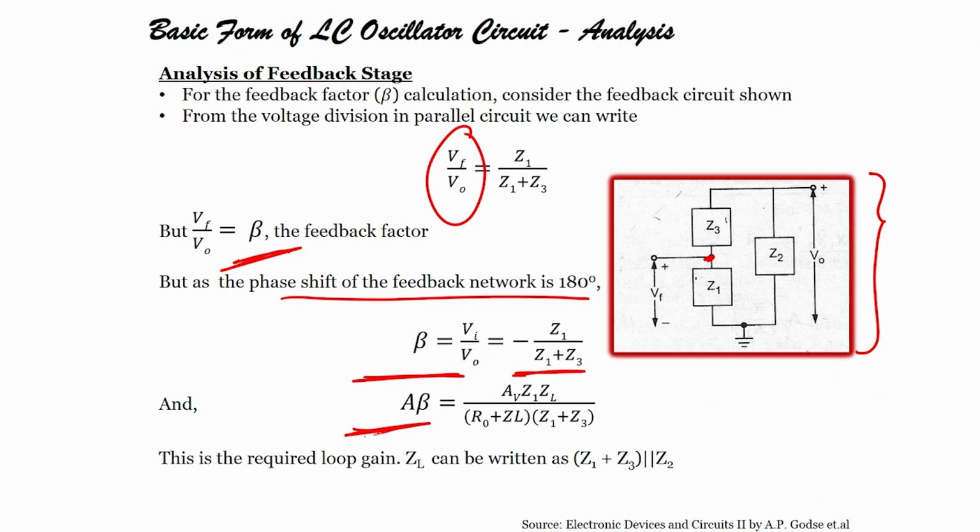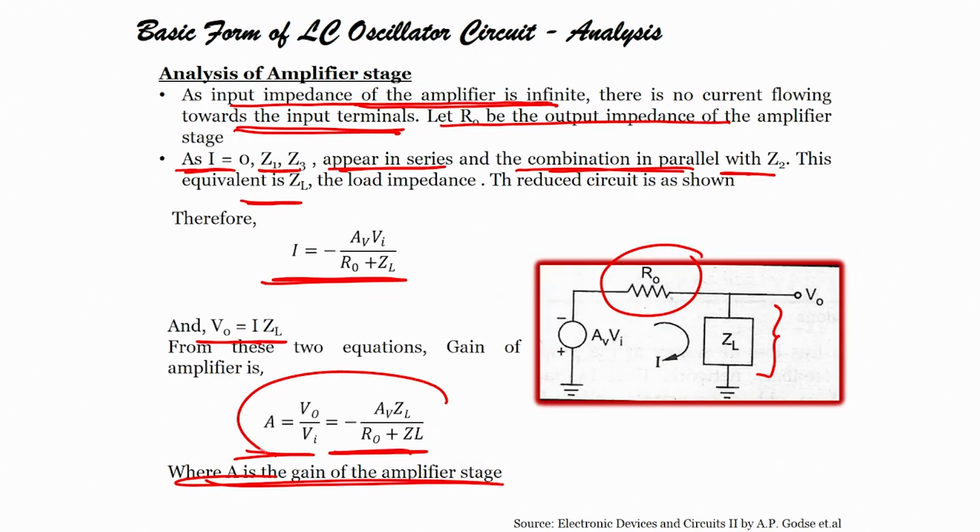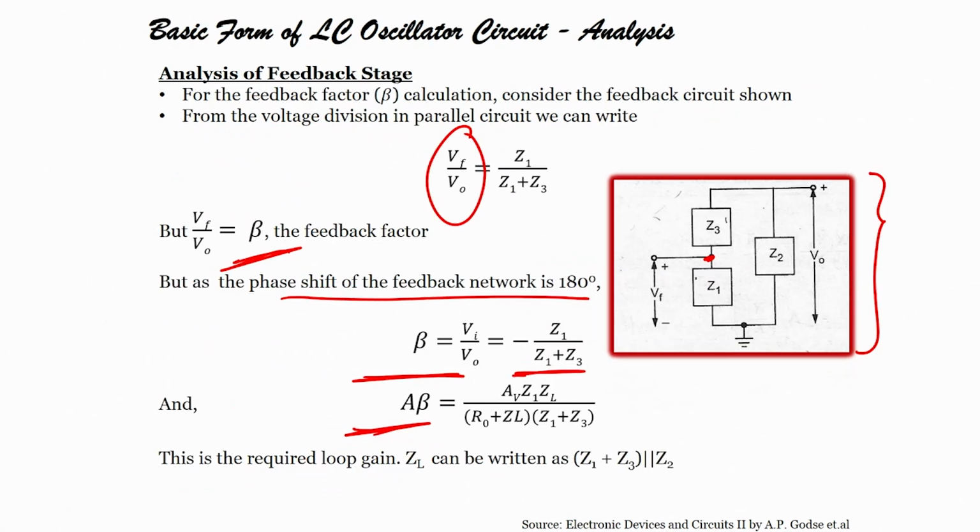So, A into beta, if I want to write, then I can write the formula for A from here, right, AV into ZL divided by RO plus ZL, into beta. This is the required loop gain. ZL can be written as Z1 plus Z3 in parallel to Z2, right. This is how the feedback stage analysis can be done.